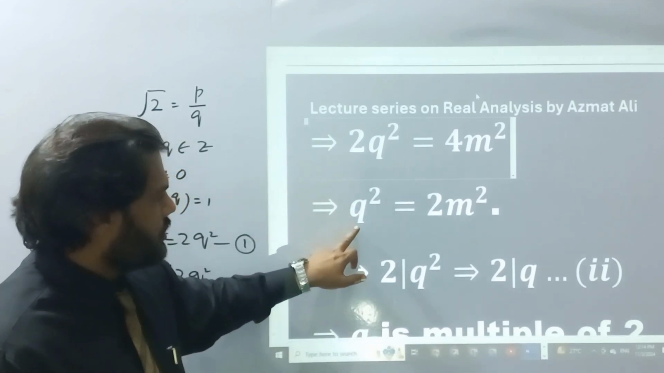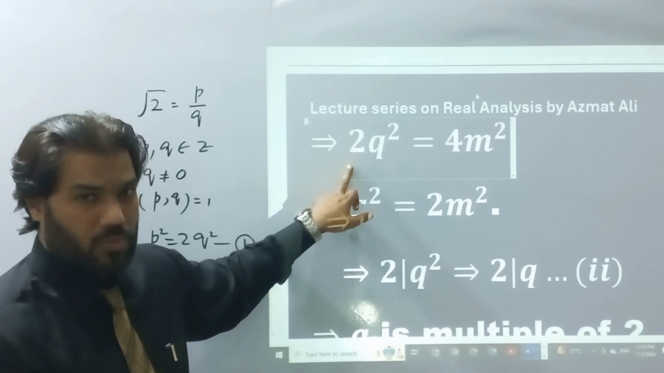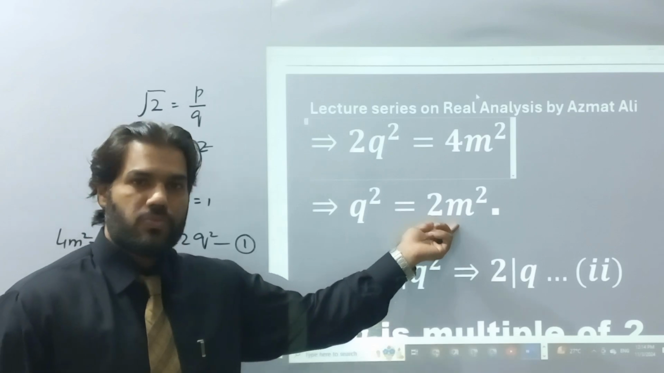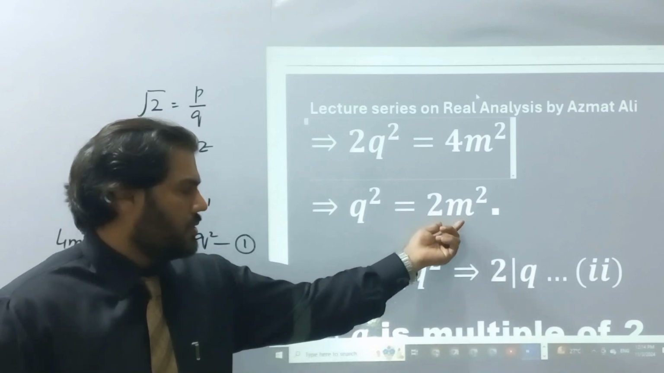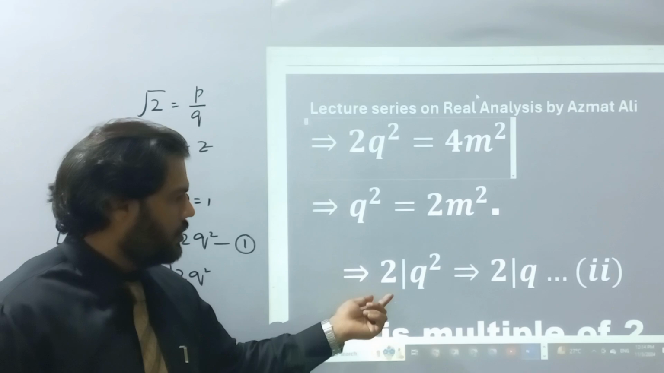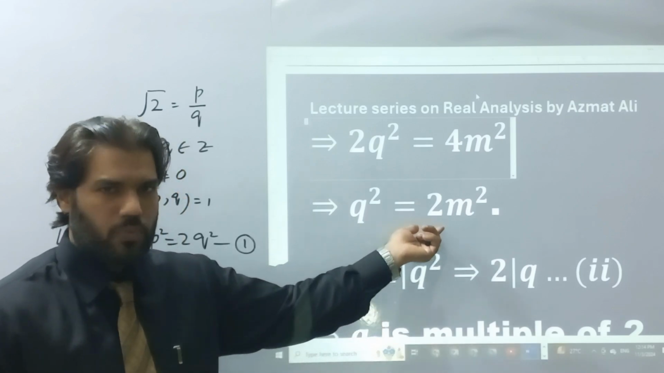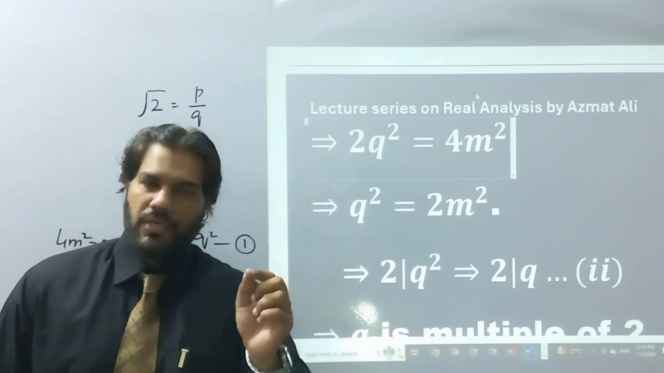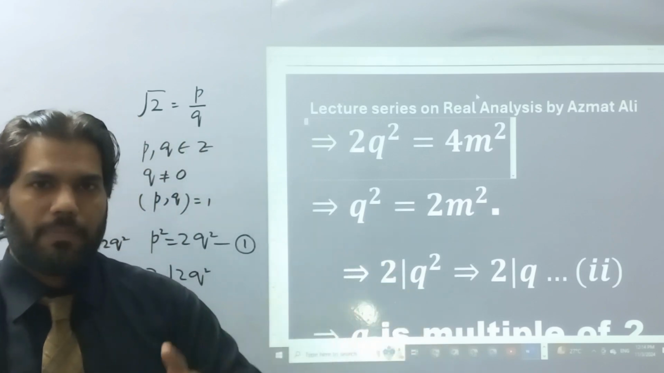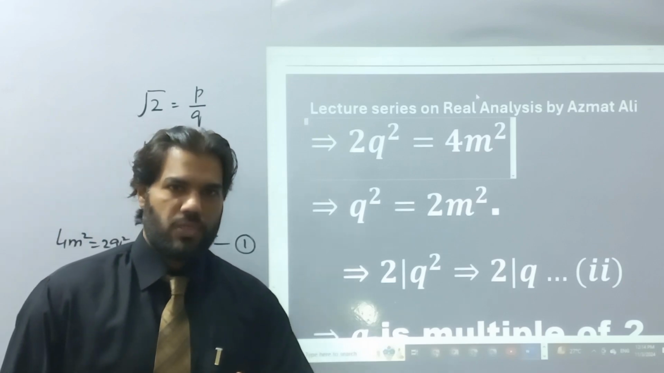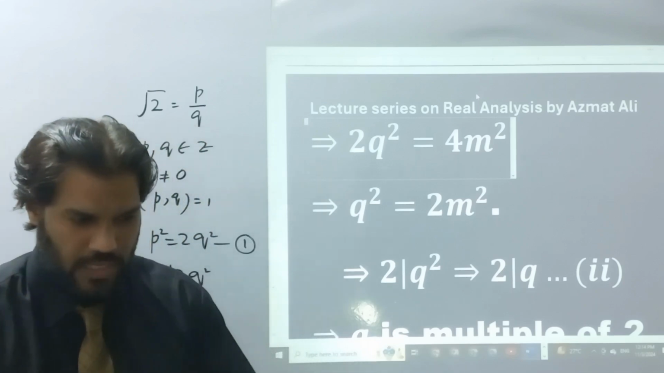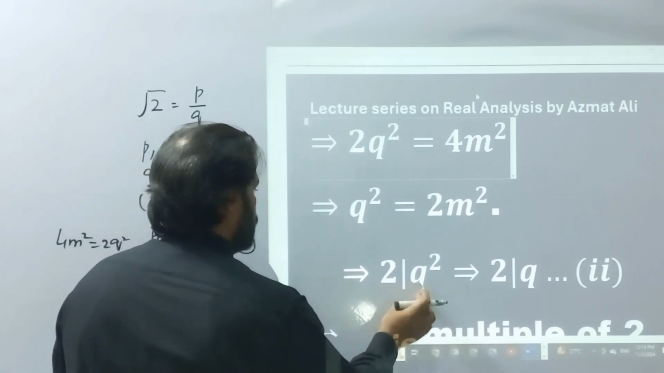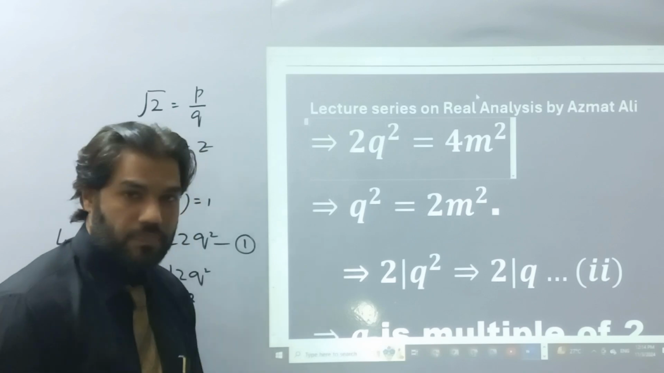From this equation, by cancelling 2 on both sides, q square is equal to 2m square. As the right side, that is 2m square, is divisible by 2, this shows that q square is divisible by 2. Again, using the result that if the square of a number is divisible by a prime, then that number without square will also be divisible by that prime. So here 2 is our prime, and this is q square. So 2 divides q square. This implies 2 will also divide q.